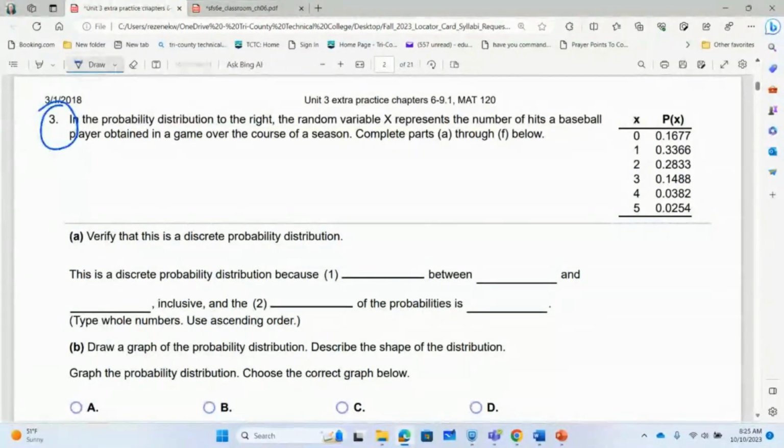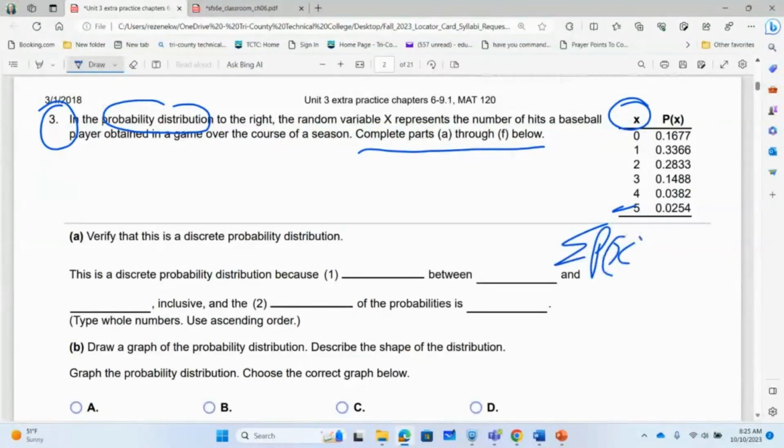You can actually start from section 6.1. But what I'm going to do first is, in a probability distribution, the random variable x represents the number of baseball players in the game over the course of a season. Complete parts A to F. The first thing you want to do before you start completing anything is sum all the probabilities. Is the sum of all the probabilities equal to 1?